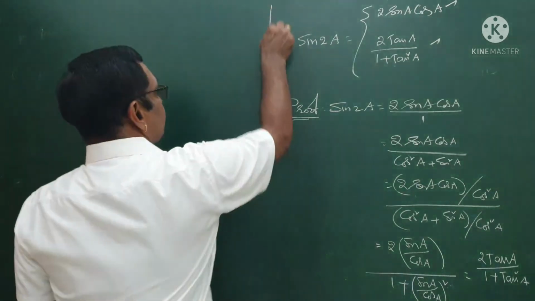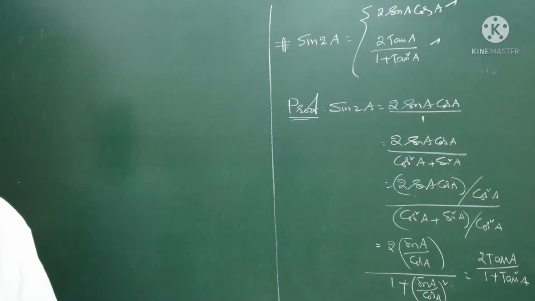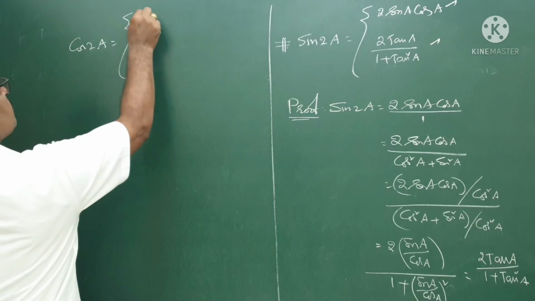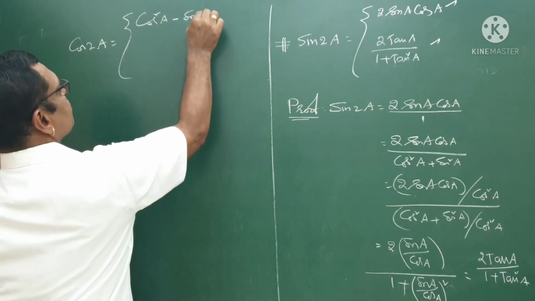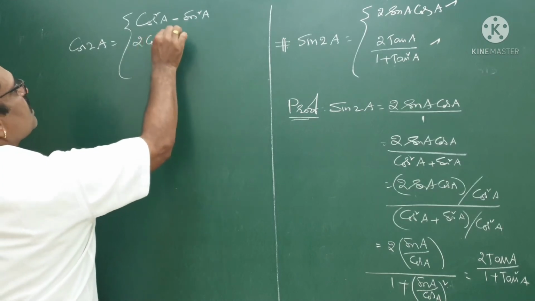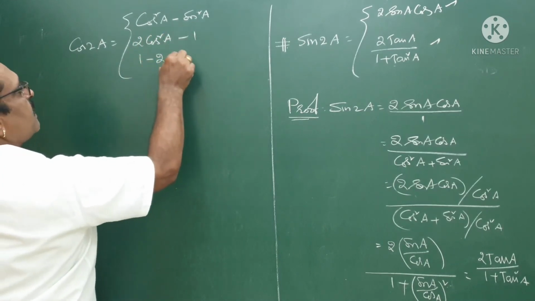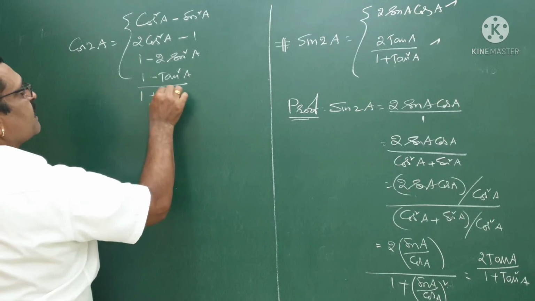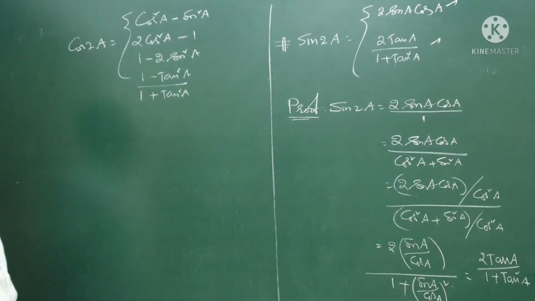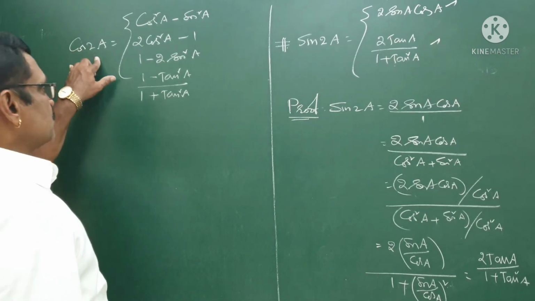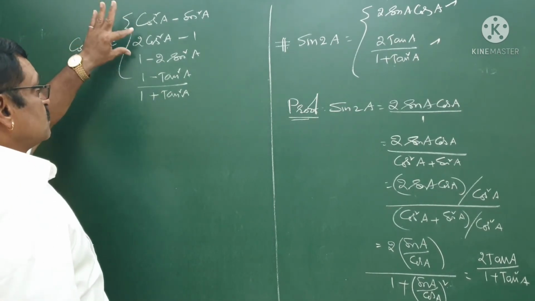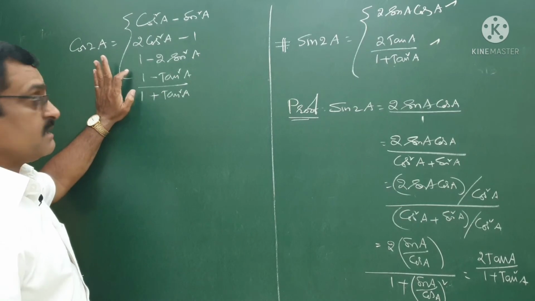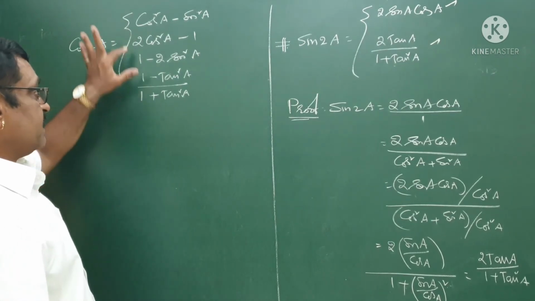Finish. Similarly, in the case of cos 2A also we have cos 2A is equal to, number 1 cos square A minus sin square A, number 2 2 cos square A minus 1, number 3 1 minus 2 sin square A, number 4 1 minus tan square A by 1 plus tan square A. So based on the situation, you can use in the cos 2A as either cos square A minus sin square A, 2 cos square A minus 1, 1 minus 2 sin square A, or 1 minus tan square A by 1 plus tan square A. Of course, all these next 3 are derived from the first one.